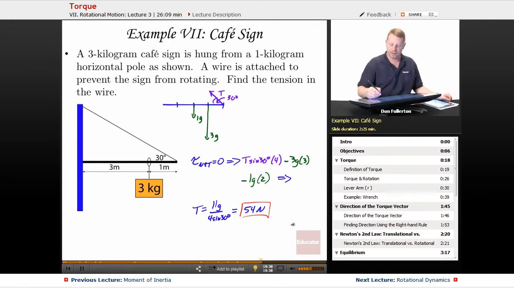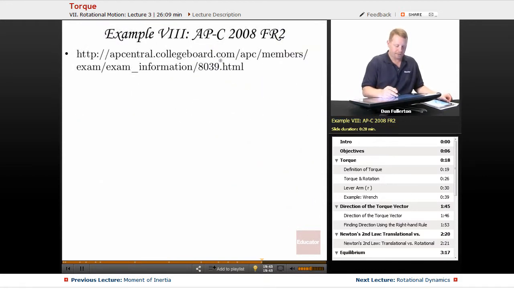All right, let's finish up by looking at an old AP problem. Here we have the 2008 free response number 2 problem. You can find it at the link on top. Go ahead and download that, and let's take a look at it. This looks mighty familiar. We've got a horizontal rod with some length and mass. The left end of the rod is attached at a hinge, and we've got a spring scale attached to our wire in order to determine the tension in the wire.